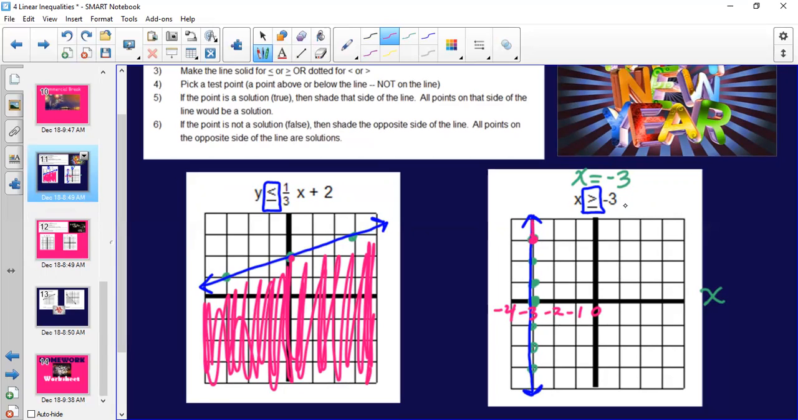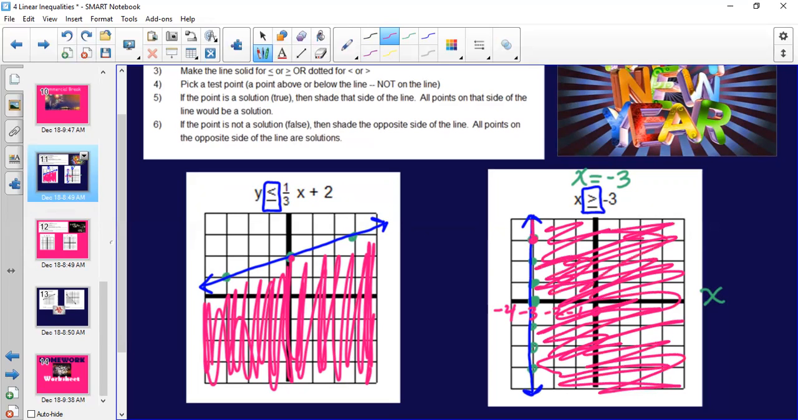So I have to think, where are the x values greater than -3? Are they on the left side or are they on the right side? Well, all the numbers that are greater than -3 are on the right side. So I would shade the entire right half of this graph. And that would be my solution.